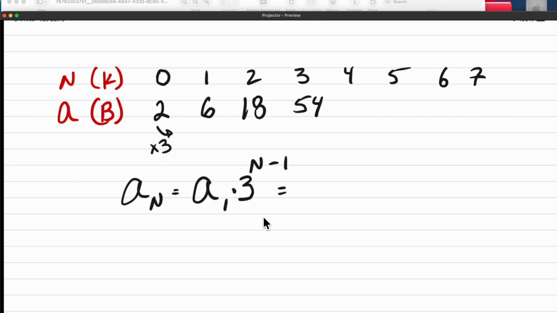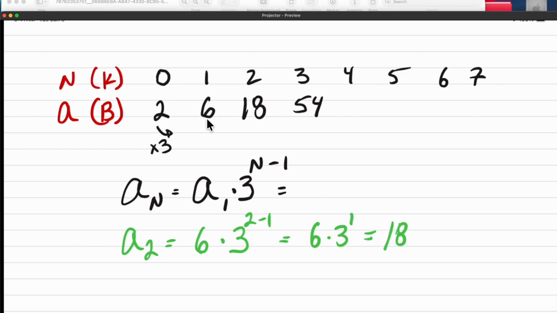Let's test it out. Let's say we want to find the position at n equals 2. Let's see if we're right. The A value at position 2 is going to equal the A value at position 1, which is 6, times 3 to the 2 minus 1, equals 6 times 3 to the first, equals 18. Okay, so I am confident that this is our correct formula.